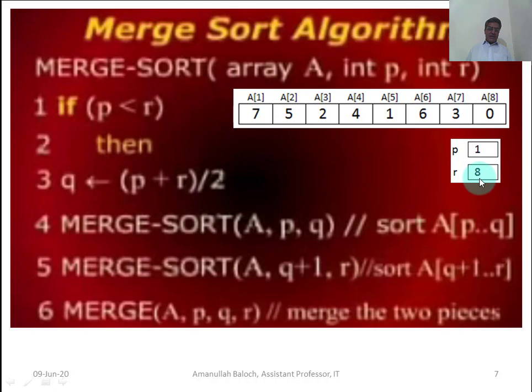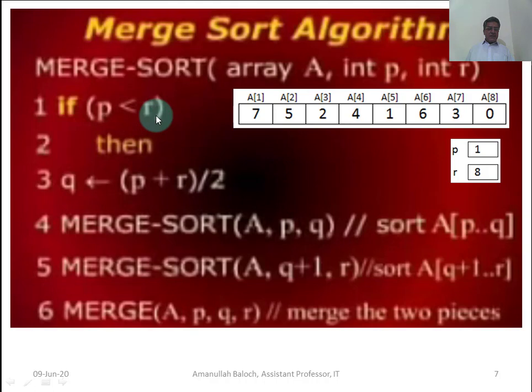Here we check: if we pass to merge sort a single-element array, that is, only one element exists in the array, then its initial index will be 1 and the final index will be 1. R will be 1 and P will be 1. Here the condition will not be true, that is, 1 is not less than 1. So the process will stop. The process will not proceed forward.